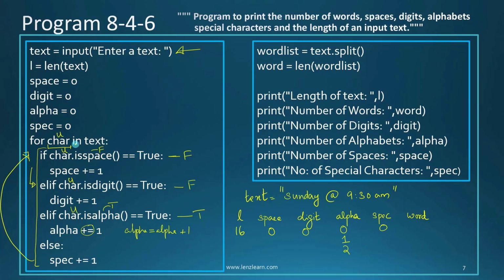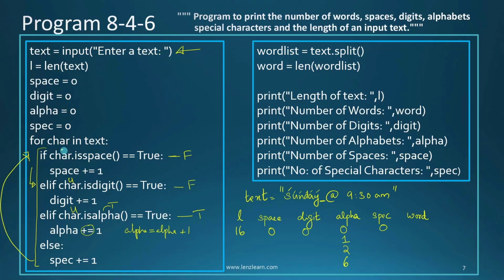Now next n will be loaded. Alright, so in this way, assume that Sunday is finished. So now the value of alphabet will become 6 because it has identified Sunday as characters. Now the next character that is loaded into char is space. Okay, so now space is loaded into character.